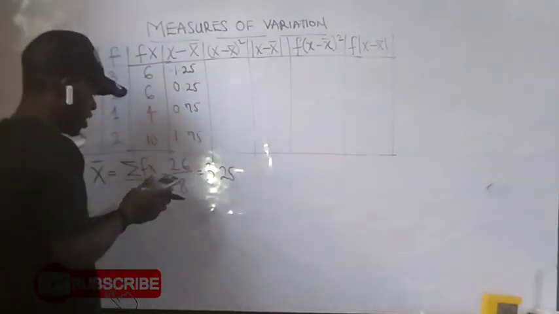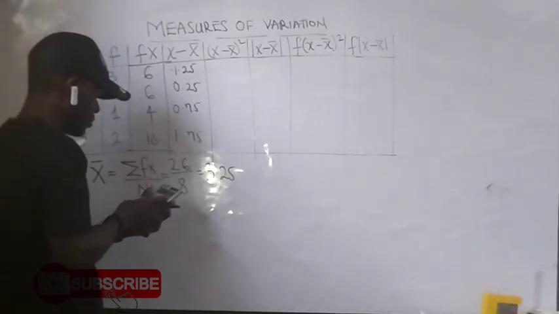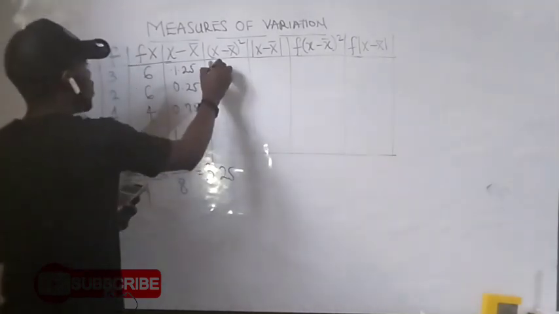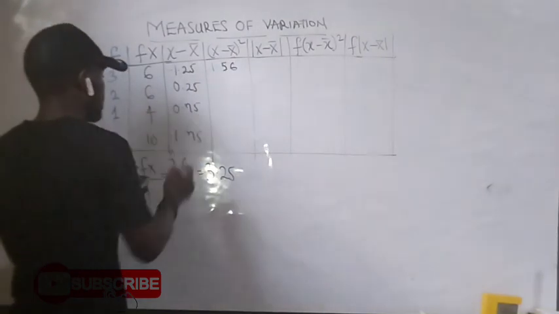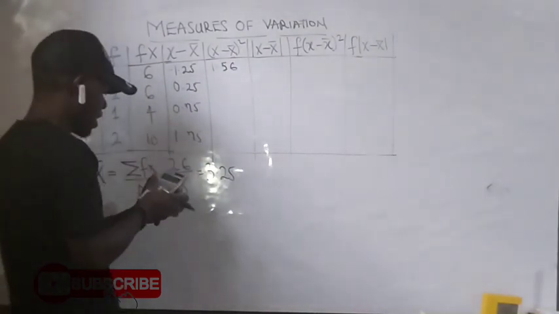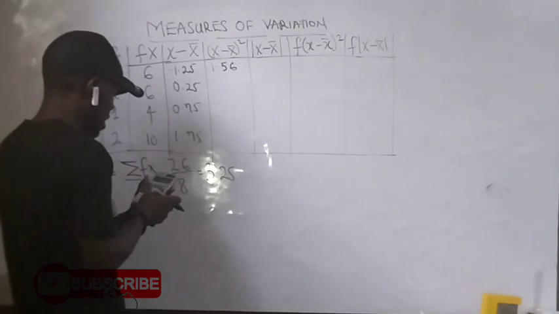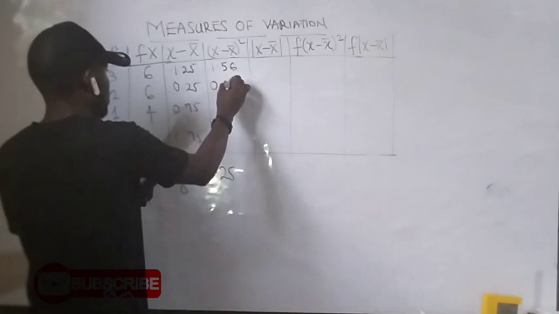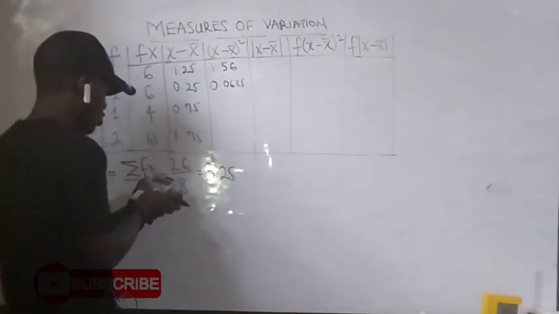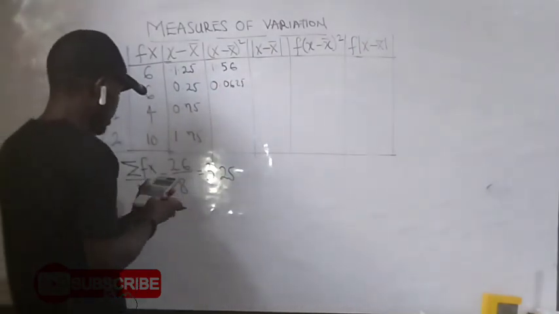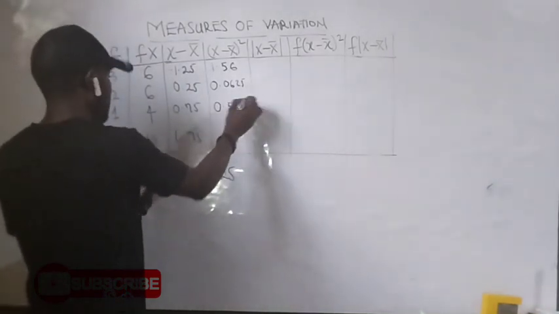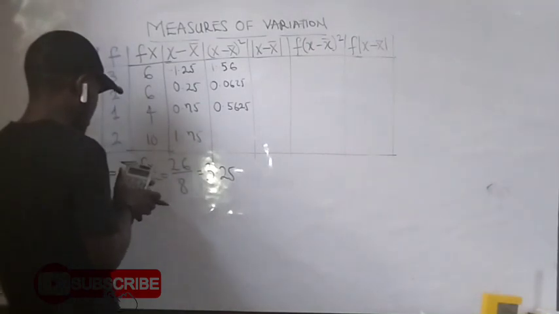Then I'm going to be squaring it up. When I do my simple squaring, I have it to be 1.56 in 2 decimal places. I have this square as well. When I square this, what do I have? I have it to be 0.0625. Here I have 0.75 just squared, to be 0.5625. Then I have this last one to be 1.75 squared.